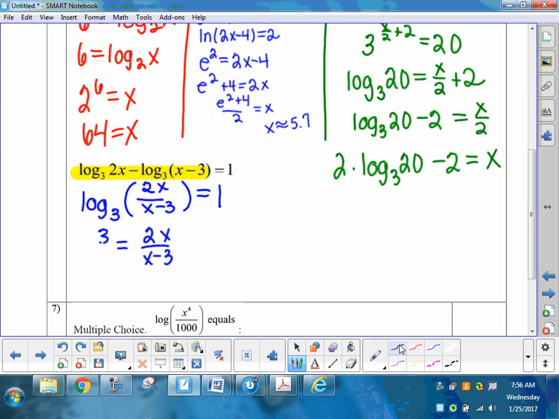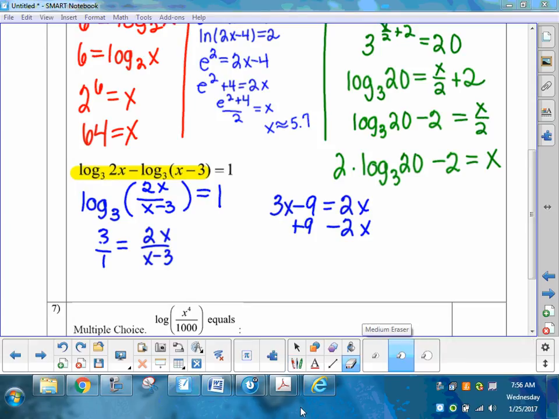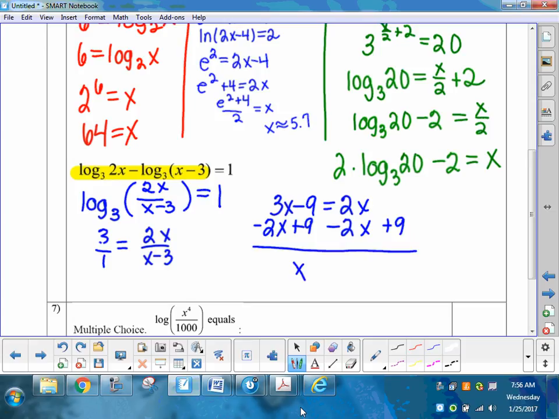Common sense, though, 3 is what? What's the alternate way of writing 3? 3 over 1. When you see something like this, though, you automatically know what to do. What do you have to do? Cross multiply. So this would be 3x minus 9 is equal to 2x. You take the drastic step of subtracting 2x and adding 9. I always do letters to the left, numbers to the right. I got x equals 9. Boy, that was tough. Questions on that?